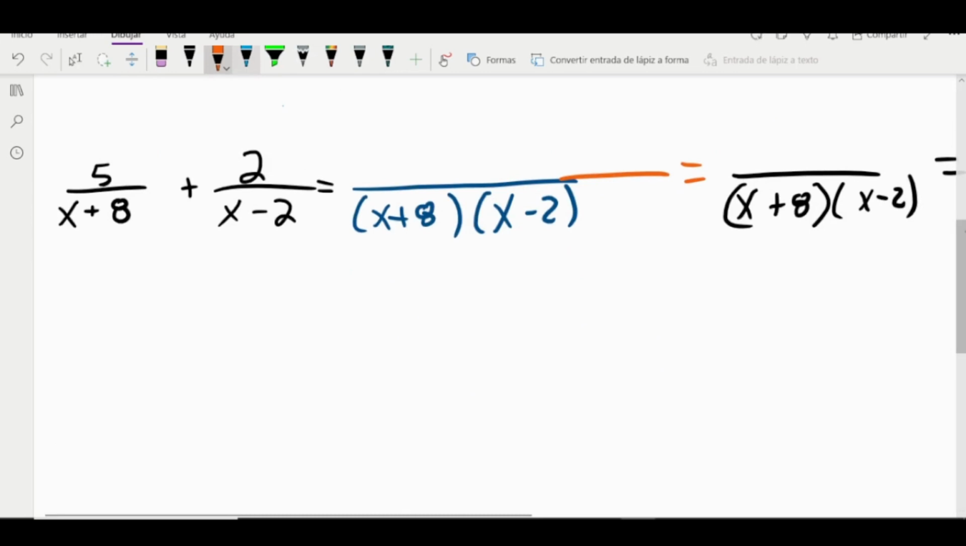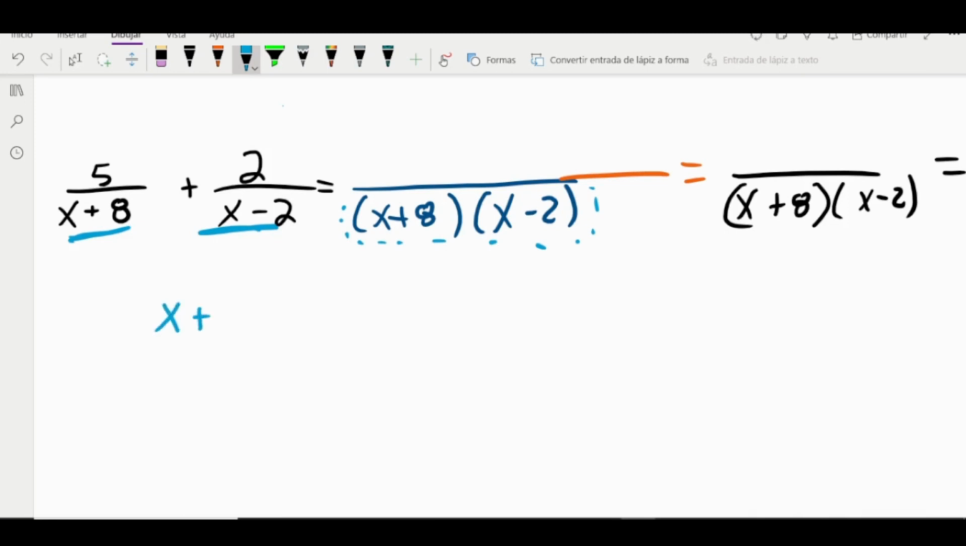Next example here. As you see, we have different denominators. If we follow the process, the common denominator is x plus 8 times x minus 2. We don't need to develop this expression, we only express x plus 8 and x minus 2, and that's okay. So this is the common denominator.